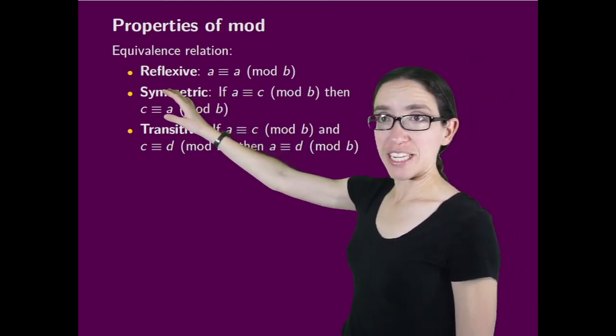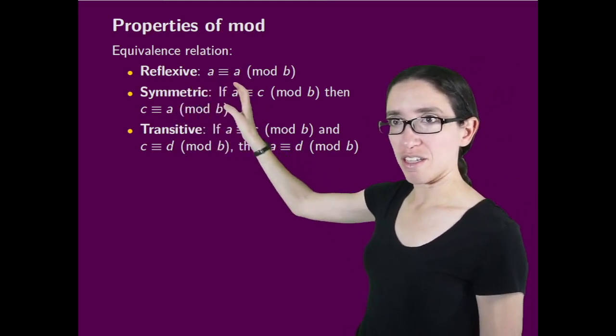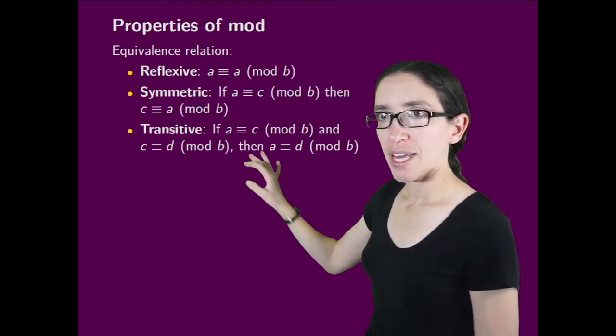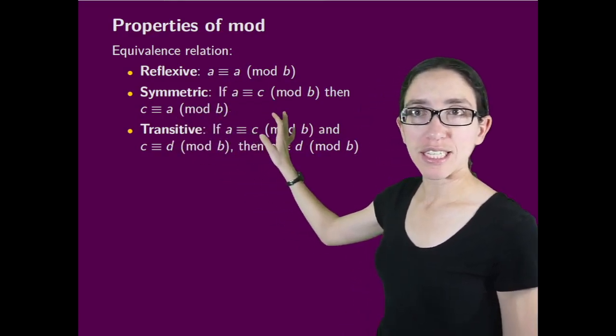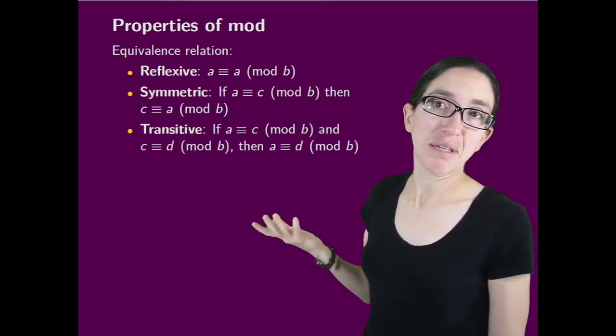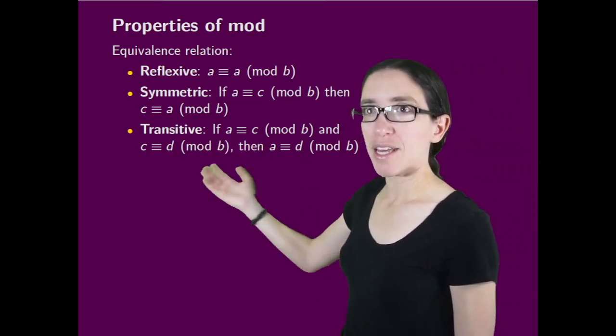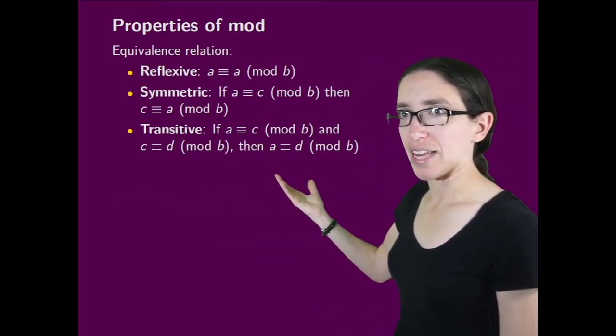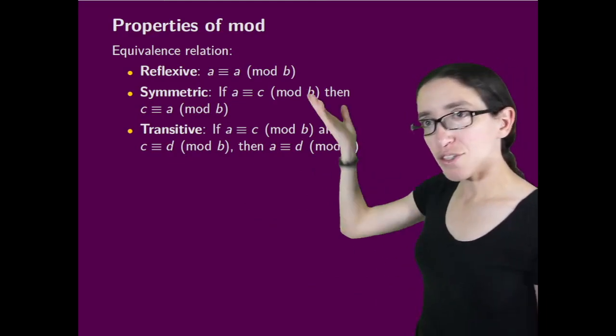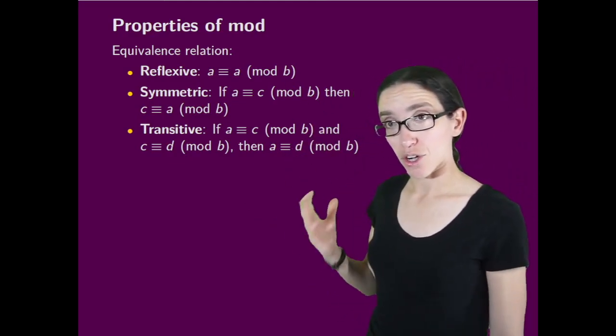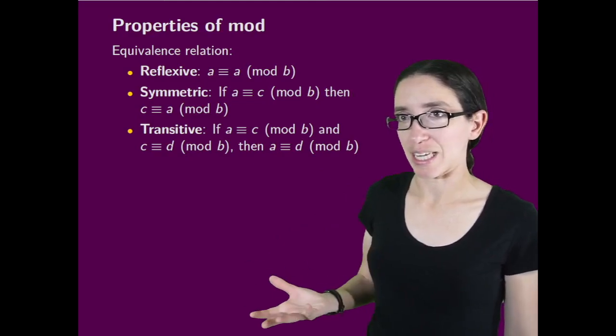That means it's reflexive, so anything is congruent to itself, mod b, for any fixed b. It's symmetric. If a is congruent to c mod b, then c is congruent to a mod b, because they have the same remainder. And it's transitive. If a is congruent to c mod b, and c is congruent to d mod b, then a is congruent to d mod b. These are three properties of equality, and congruence mod something satisfies these same three properties.